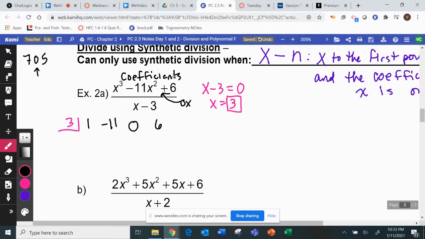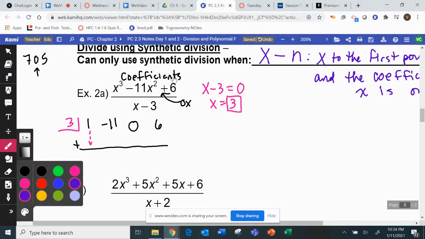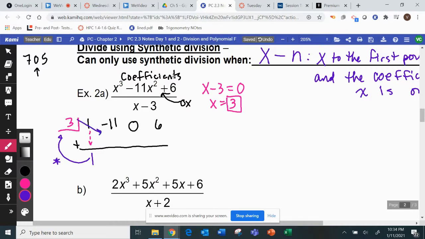Then we're going to skip a line and we're going to draw a line. And this is going to be like a plus sign. And what you're going to do is you're going to first add 1 and there's nothing under it. So you're going to add 1 to nothing, which gives us 1. Then we multiply 1 times 3 and we put the answer under the next number.